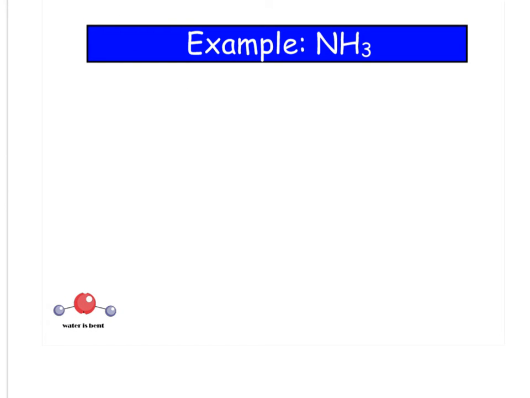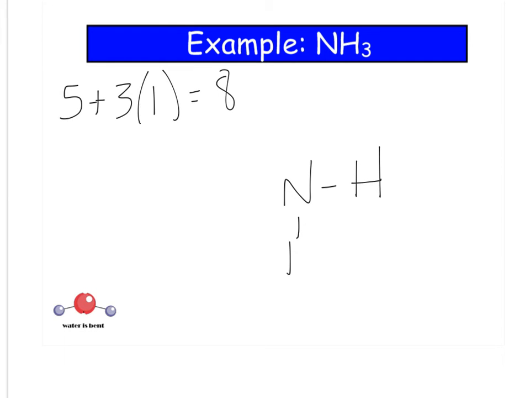Okay, ammonia. So we're going to add up the valence electrons. Nitrogen has 5, each hydrogen has 1, so 8. So nitrogen goes in the middle. Hydrogen will never, ever, ever go in the middle. But it's the least electronegative, so I'm just going to start bonding hydrogen around. I've used up 6 electrons. So nitrogen is going to take the last 2. That way each hydrogen has 2. Nitrogen's got 8, so everybody's happy.